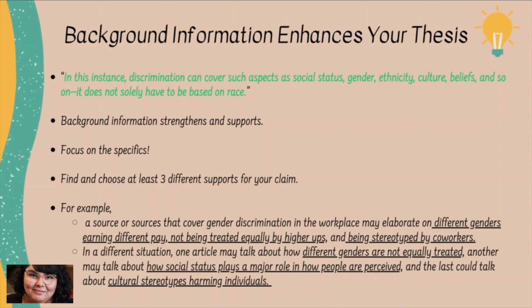So in the first example, it says that a source or sources that cover gender discrimination in the workplace may elaborate on different genders, earning different pay, not being treated equally by higher-ups, and being stereotyped by coworkers, which goes over 3 different areas. In the second example, it mentions that in a different situation, another article or one article may talk about how different genders are not equally treated, while another may talk about how social status plays a major role in how people are perceived. And the last could talk about cultural stereotypes harming individuals. This all ties into having multiple reasons. So usually 3 is a good rounded number.